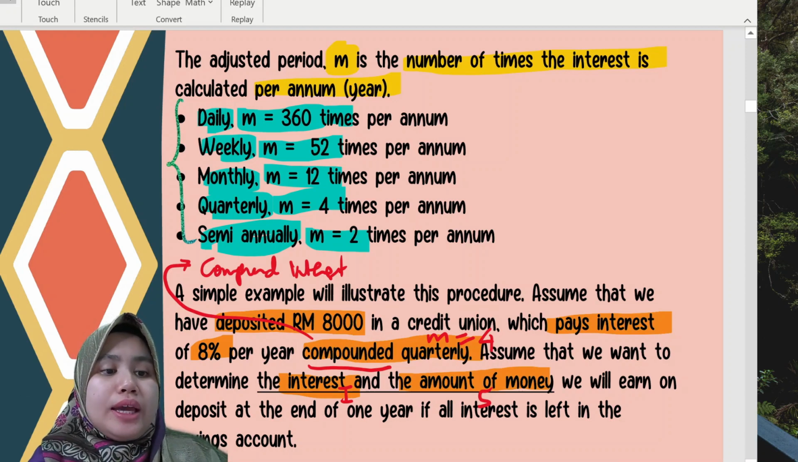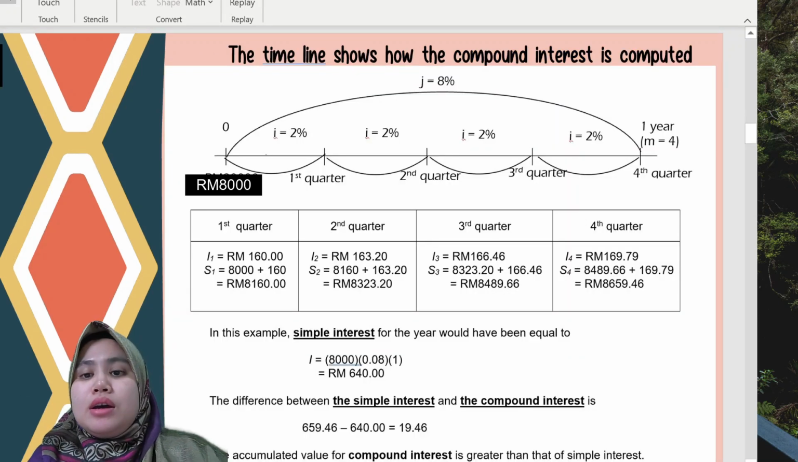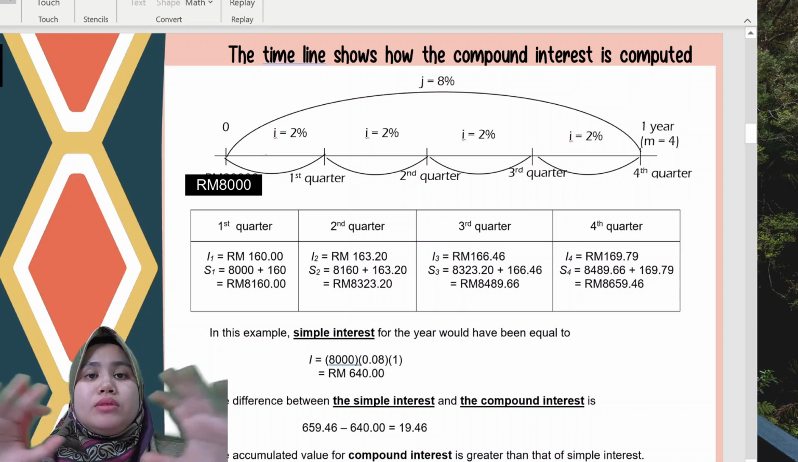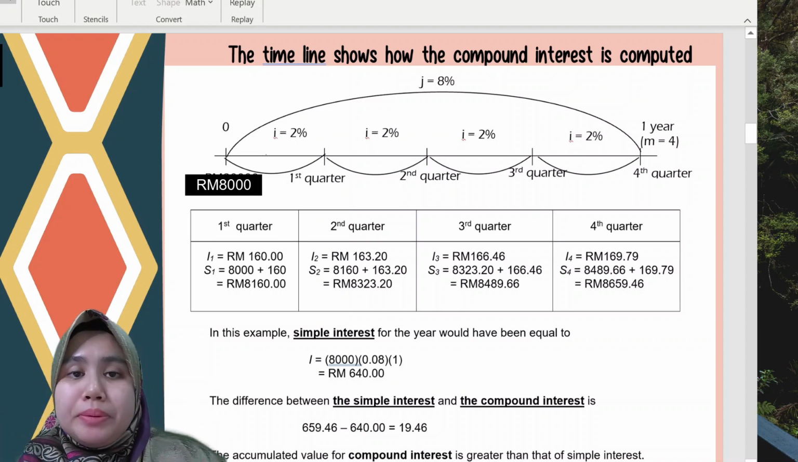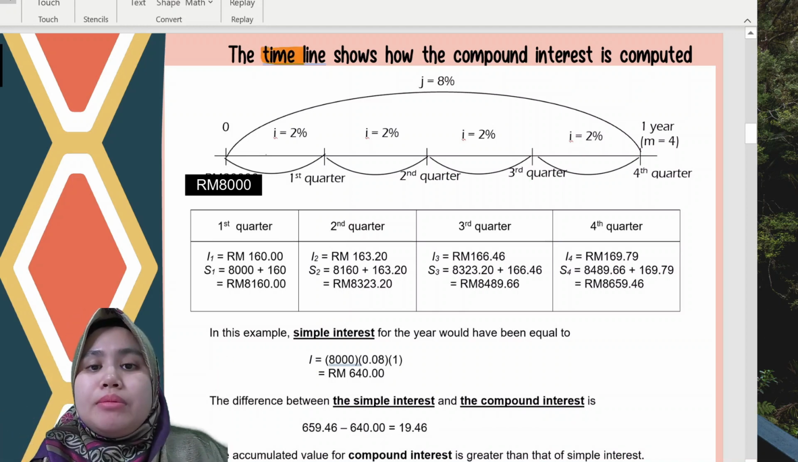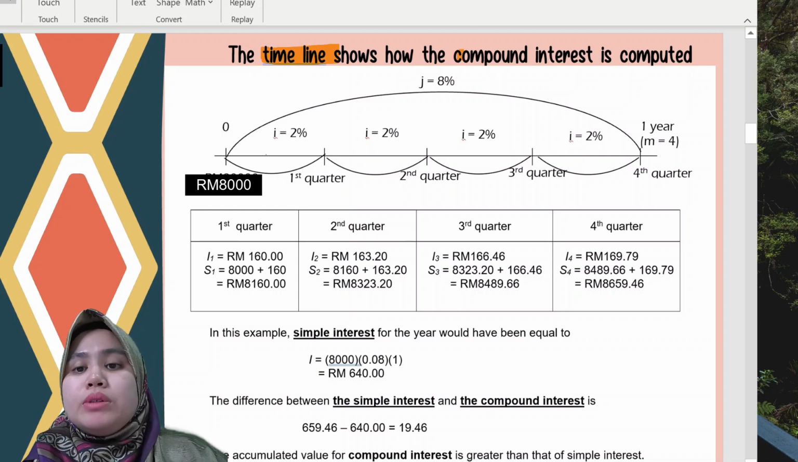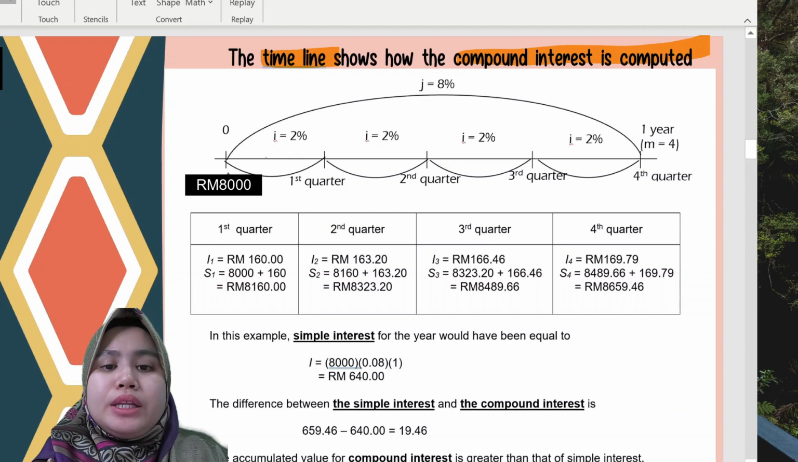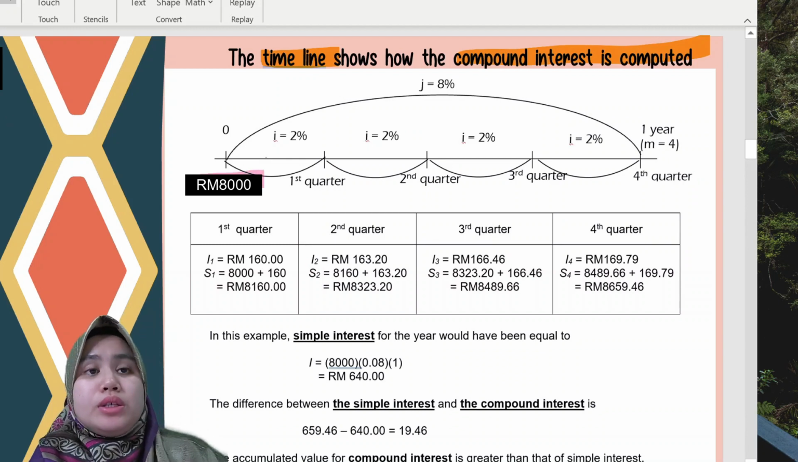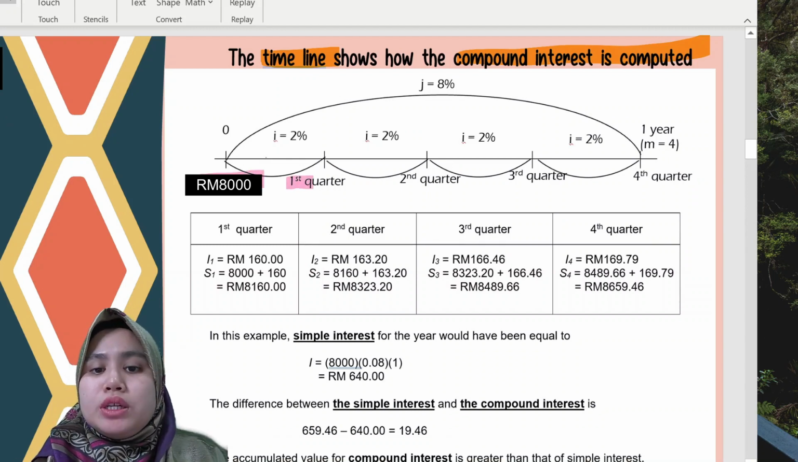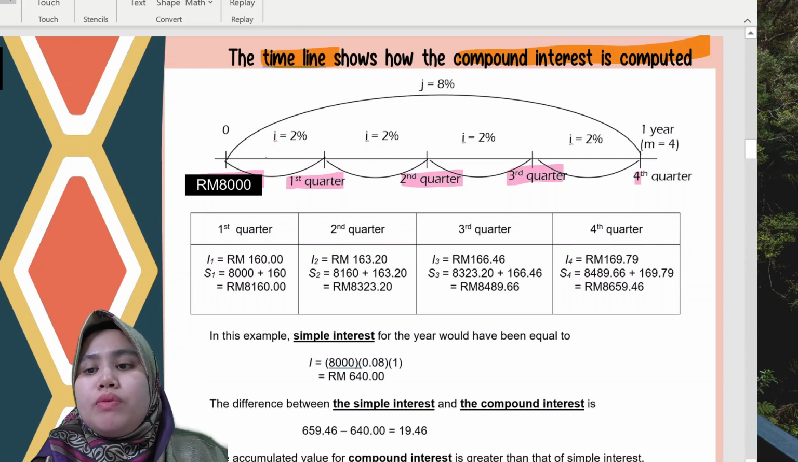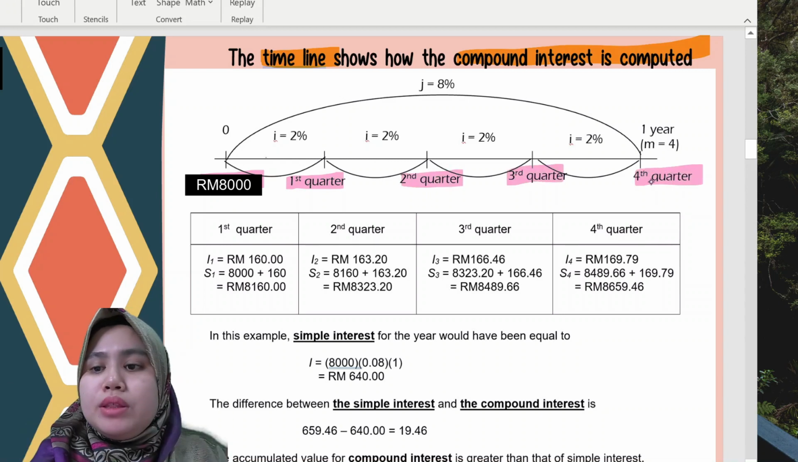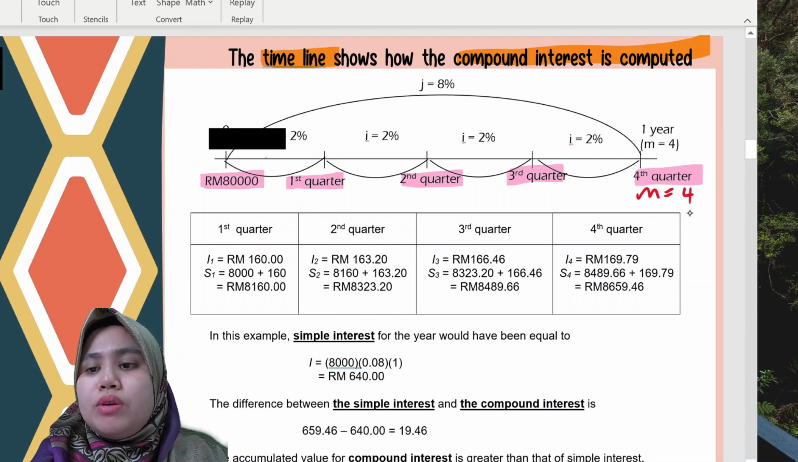So let's look at this timeline that I already prepared here. This timeline shows how the compound interest is computed, right? So at the beginning, what do we have? We have 8,000. You have information here, M is equal to 4. So this is what we mean, M is equal to 4.